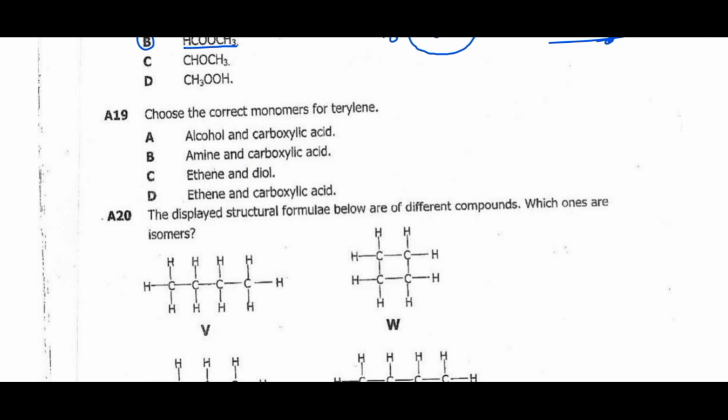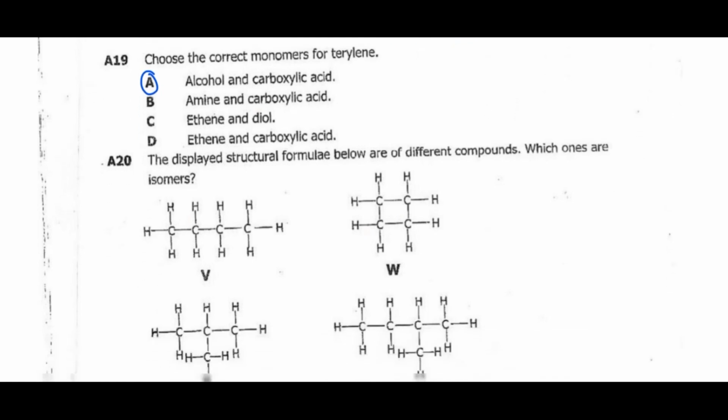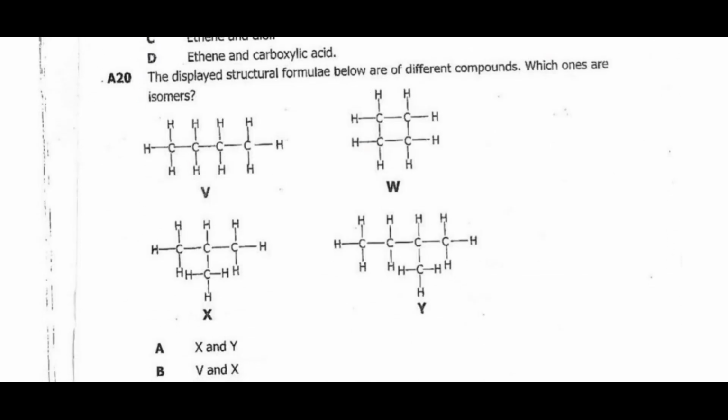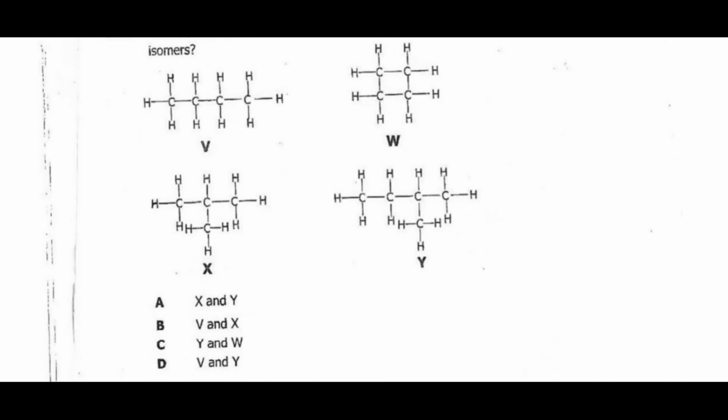Choose the correct monomer for terylene. So for terylene, we have alcohol and carboxylic acid, amine, ethene. So the answer is A. So we need to have an alcohol and a carboxylic acid for us to produce terylene. And remember, terylene is produced by condensation polymerization. Then question 20. The displayed structural formulae below are of different compounds. Which ones are isomers? So I want to look at the isomers.